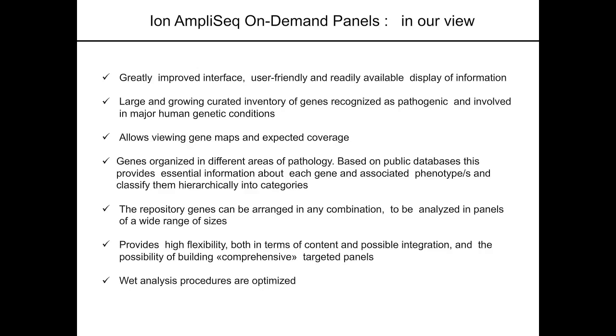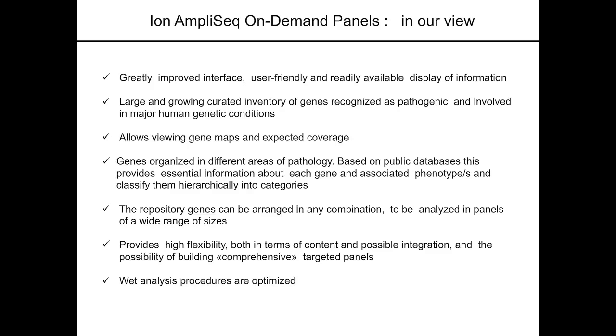There is a large and, I believe, growing curated inventory of genes that are recognized as pathogenic and involved in major human genetic conditions that we can use, and this is a big part of the work that we used to do before. This system allows viewing gene maps and expected coverage, so we know what to expect from experiments, which is a very important information we didn't used to have.